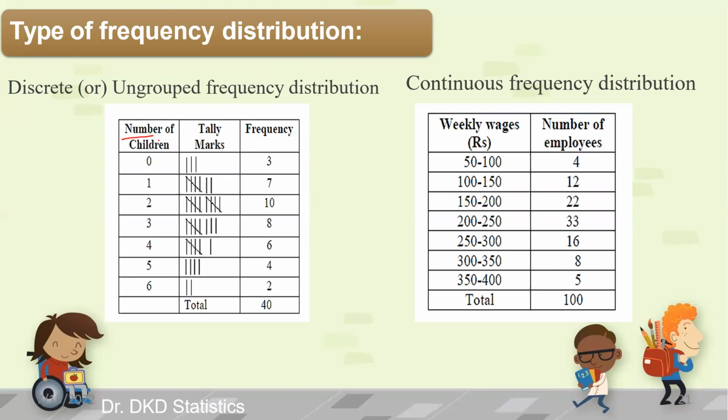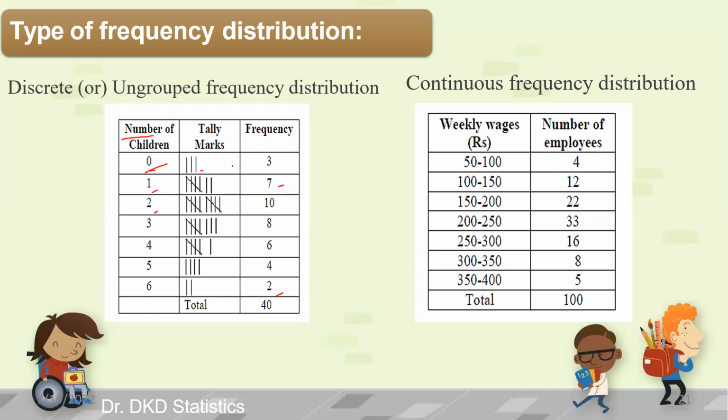Here the number of children is given as 0, 1, 2, 3, 4, 5, 6, and the frequency is given. That means these are mothers, and the parity of mothers is given in terms of the number of children, or we can say birth order. So zero parity mothers there are 3, one parity is 7, two parities is 10, and 3, 4, 5, 6 and so on. This is the frequency.